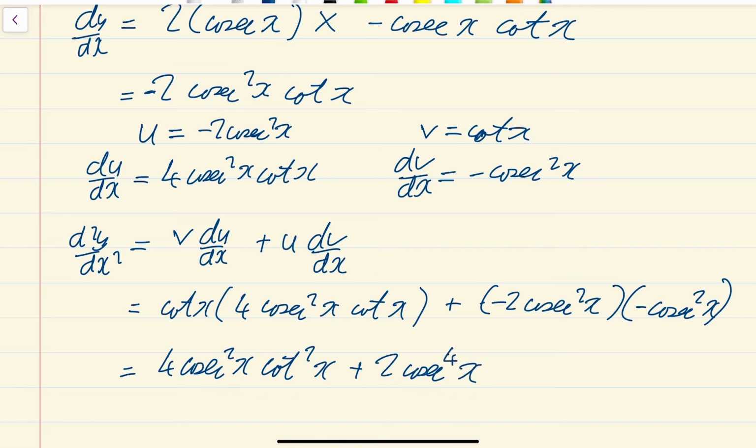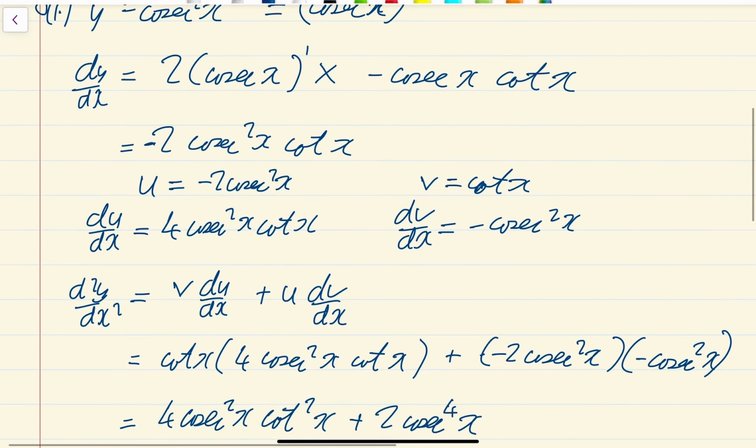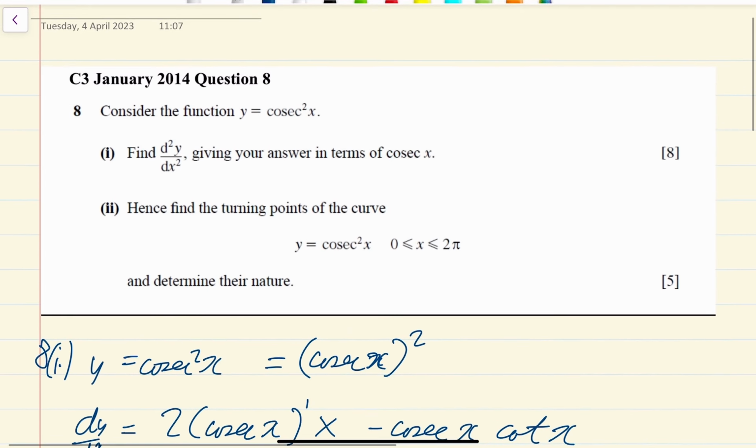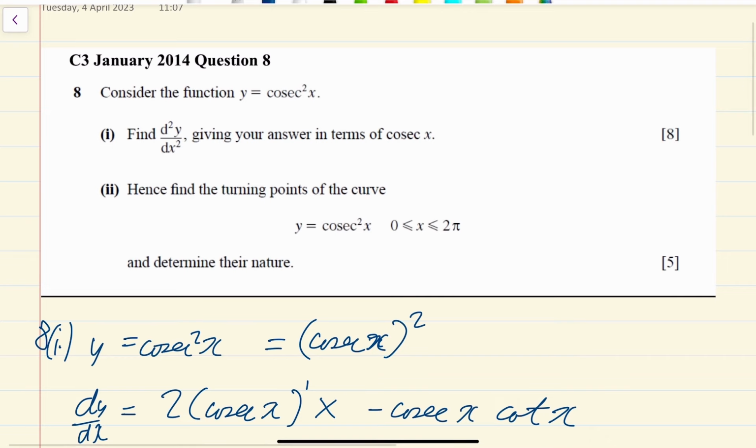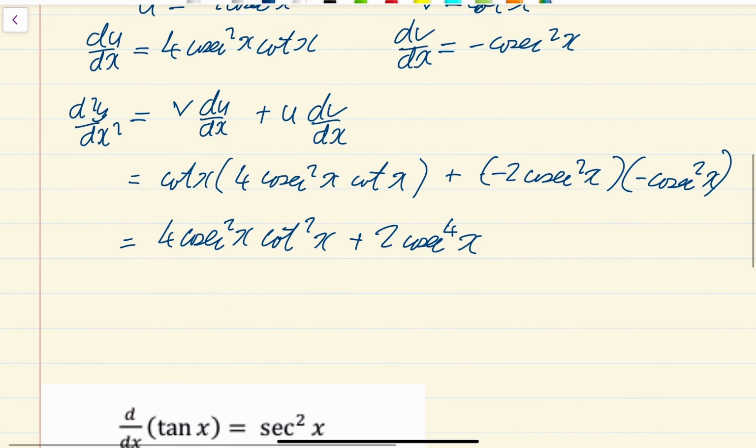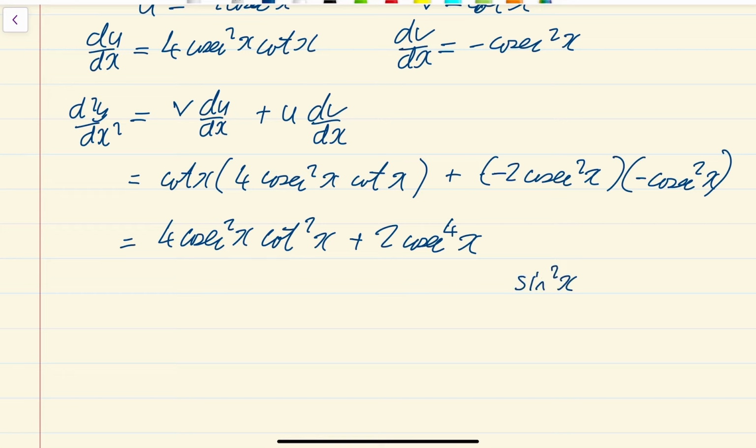Okay, now I think that's probably it done. Let's read the question again. It says, find d2y by dx squared, giving your answer in terms of cosec. So we've got a mixture of cosec and cot, so we've got to change this cot squared. Now we've got 3 wee trig identities, which come from our sine squared plus cos squared x is equal to 1. And if you divide those through by sine squared, you're going to get sine squared divided by sine squared is 1.